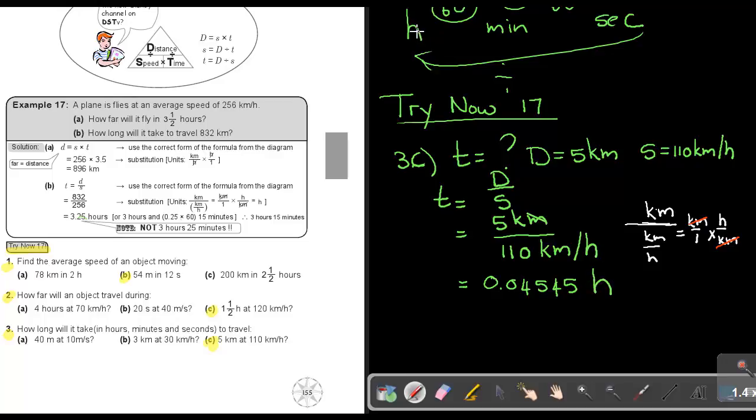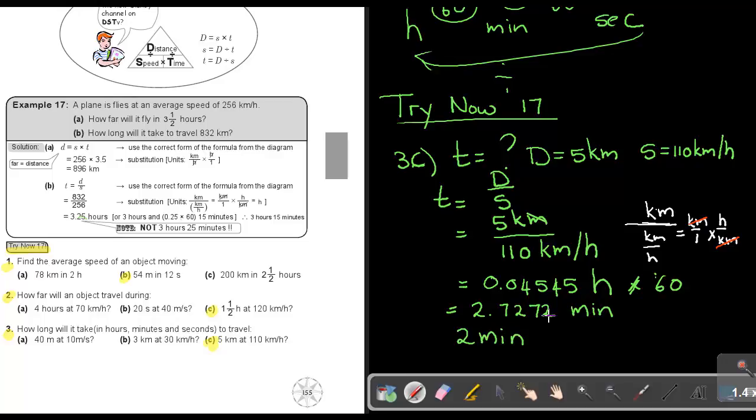But can you remember, if I want to go from hours to minutes, take that and multiply it by 60 to go to minutes. Then if I multiply that by 60, I will get 2.7272, and that's in minutes. Okay, so that means it's 2 full minutes.